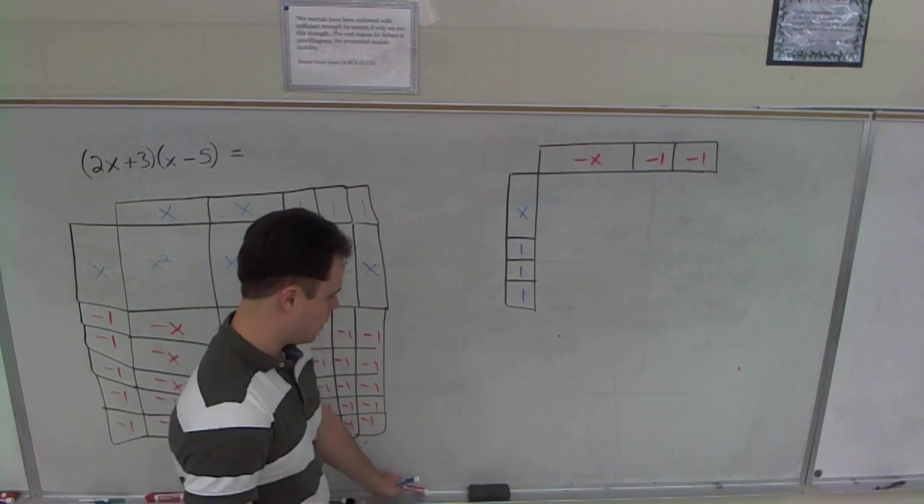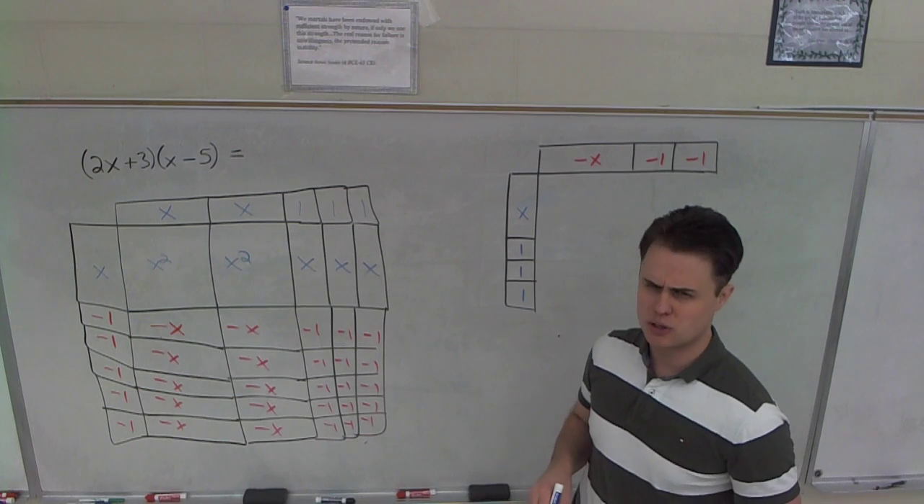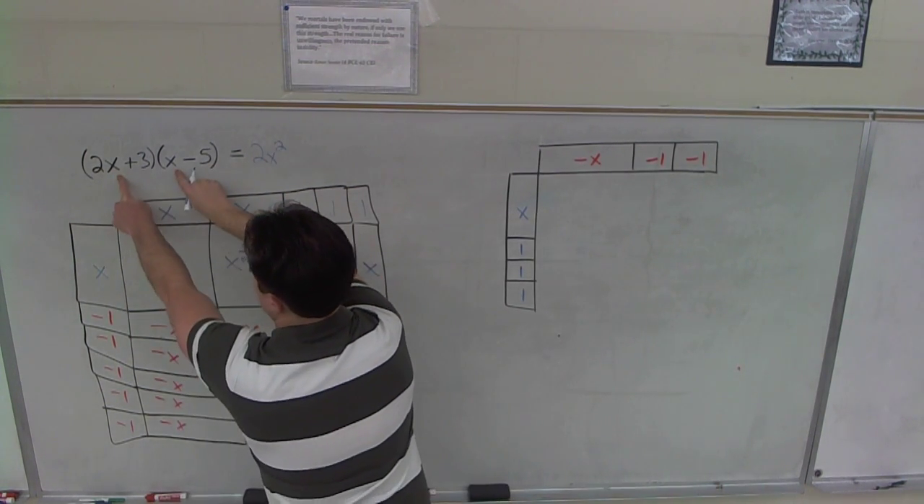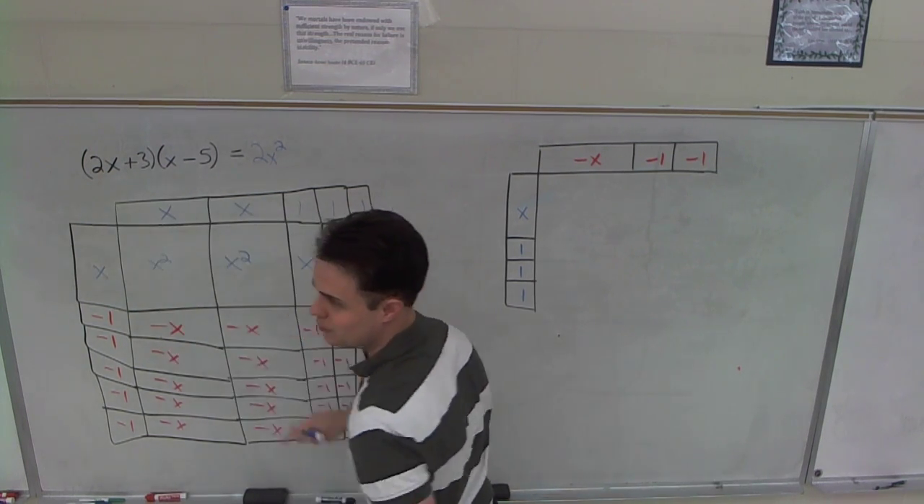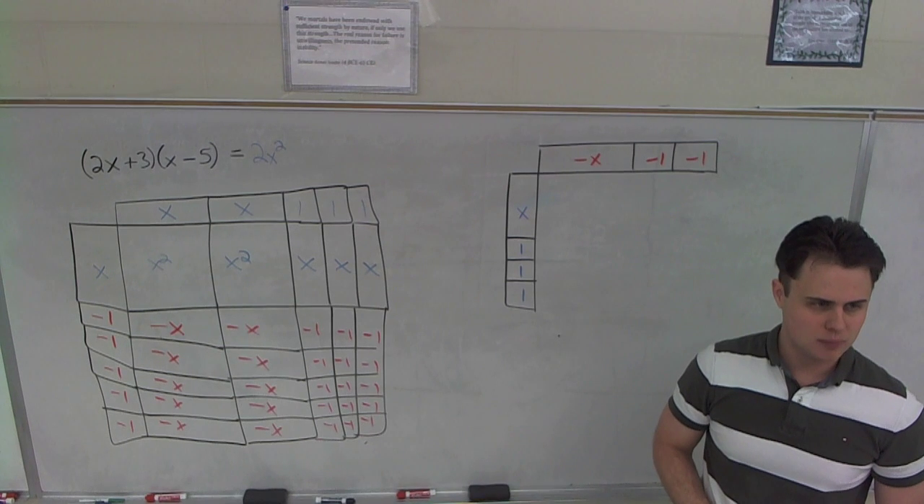So from that, we should be able to write down our answer. All that stuff in there is the answer. How many x squareds? 2. So 2x squared. That's what you'd get if you multiplied these. 2x squared. How many x's? That's the part you've got to think about for a second.